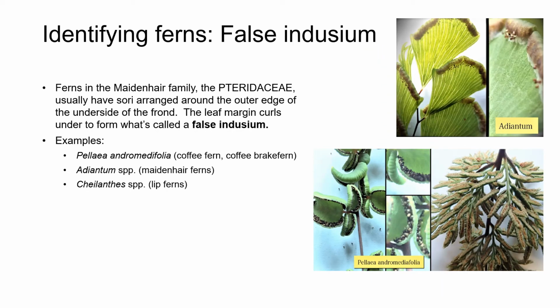I already mentioned that ferns in the maidenhair family usually have their sori arranged around the outer edge of the underside of the frond. The margin of the pinnule then curls under to protect the sori and forms what's called a false indusium. Other examples of ferns that have a false indusium are Pellaea andromedifolia, the coffee fern or coffee brake fern, and the Cheilanthes species, the lip ferns.